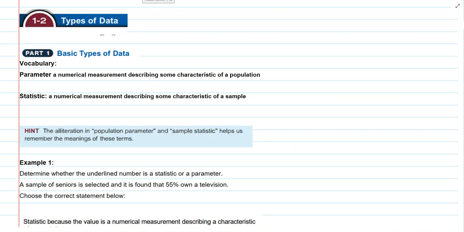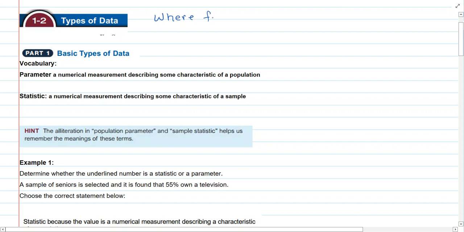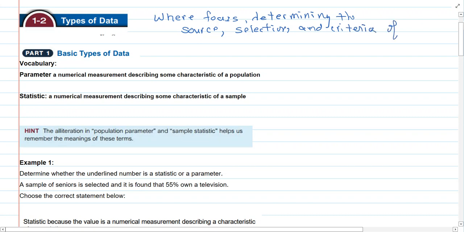We're starting section 1.2, which is types of data, where the focus is determining source, selection, and criteria of the data to be collected.